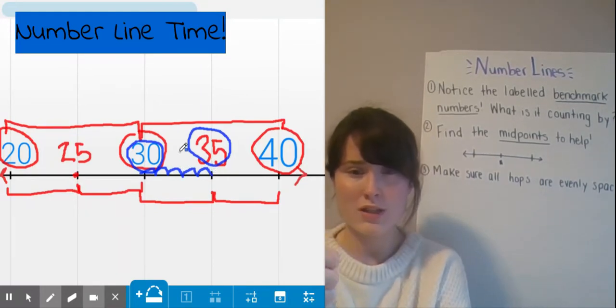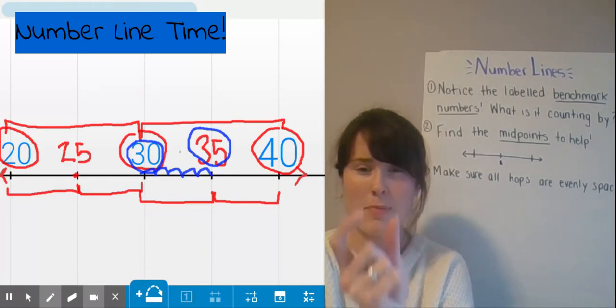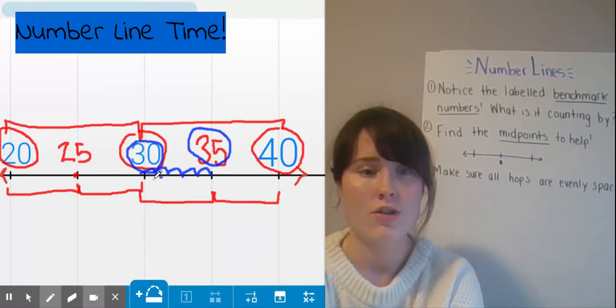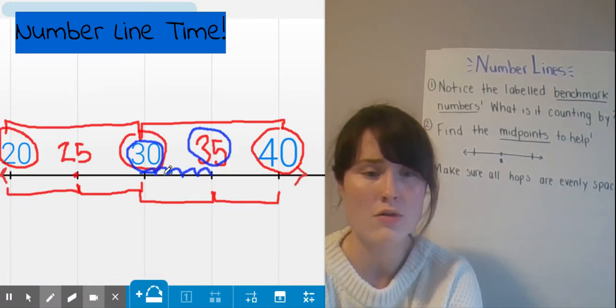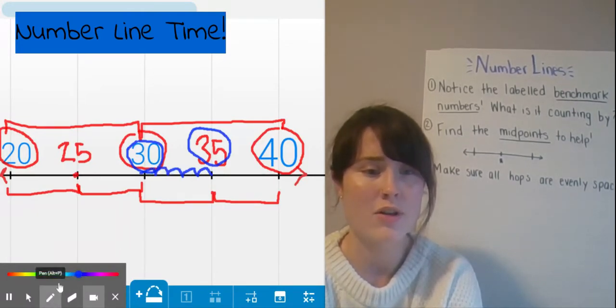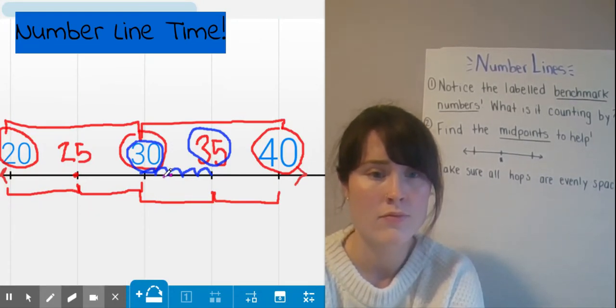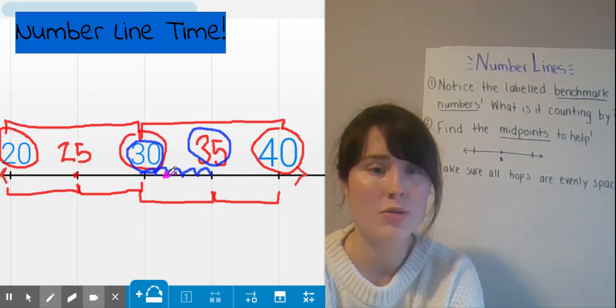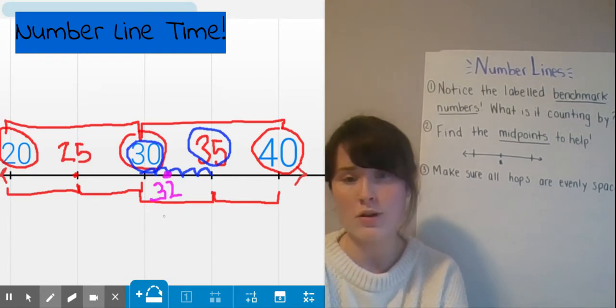Give a thumbs up if you can see how those hops are pretty evenly spaced. That means they're all about the same size. So 32 would be, so this is 31, 32. I'm going to get a different color and label that nice and clear. And we label a number with a dot and a label. Go ahead and put a dot and label 32 above or below your number line.